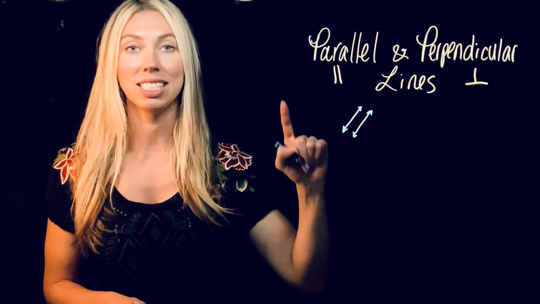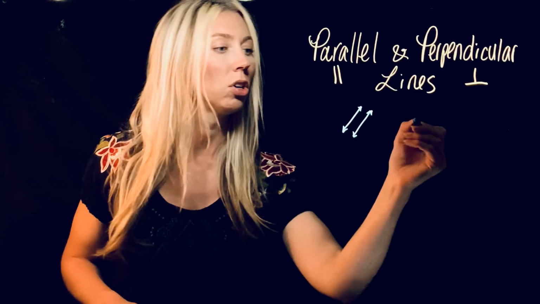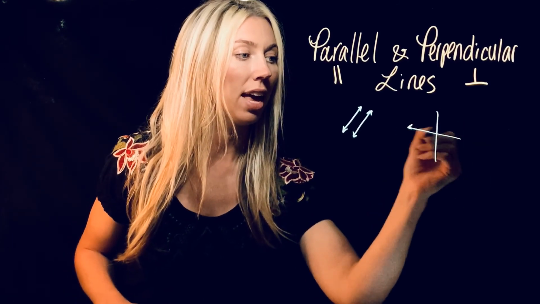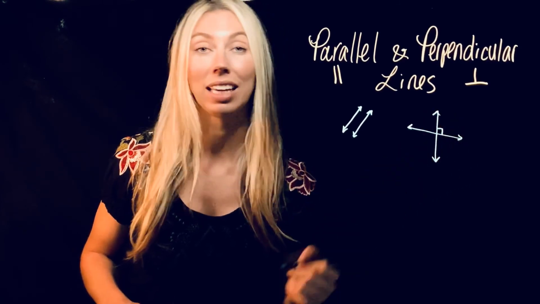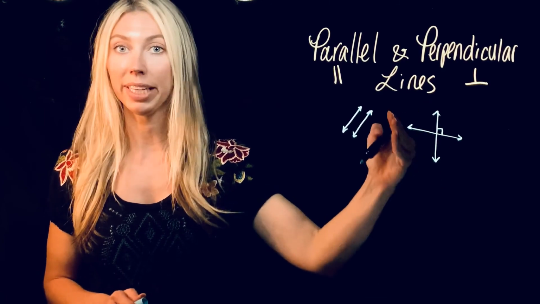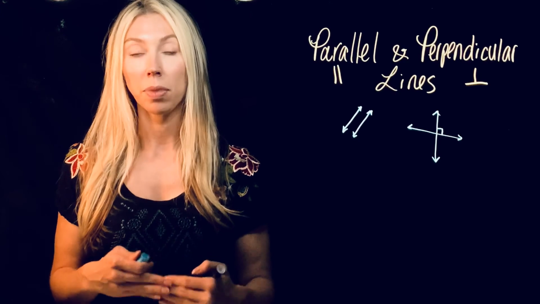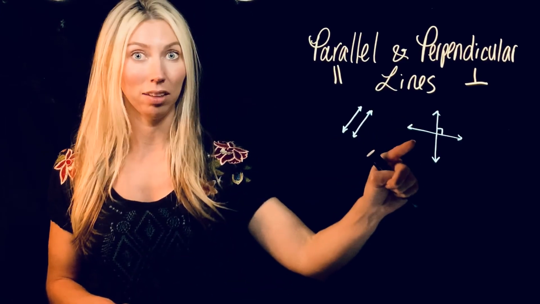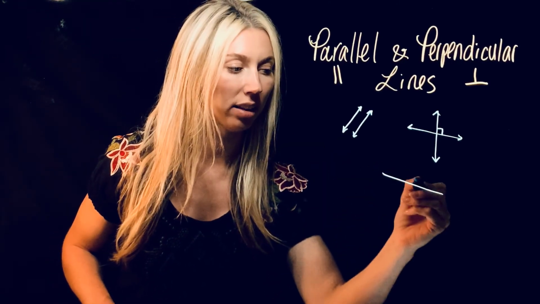Perpendicular are lines that intersect in a very specific way. When your lines are perpendicular, they will intersect to form a 90-degree angle. And in fact, all four angles at the place where those lines intersect will be a 90-degree angle. Please do not confuse perpendicular lines with just any old intersecting lines.